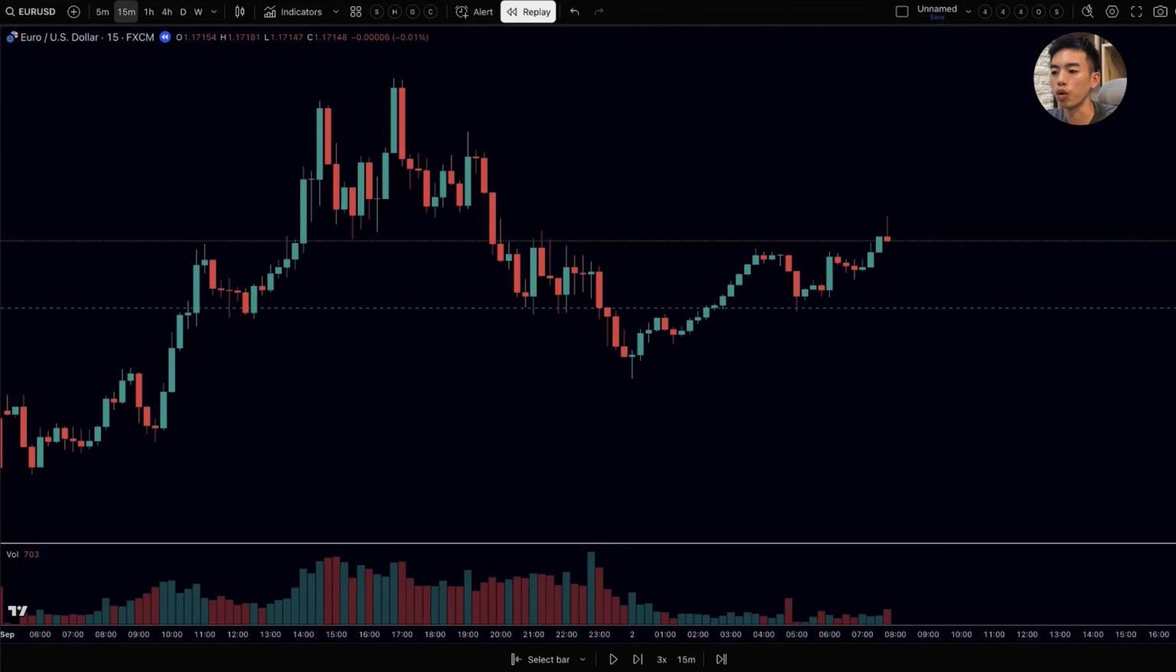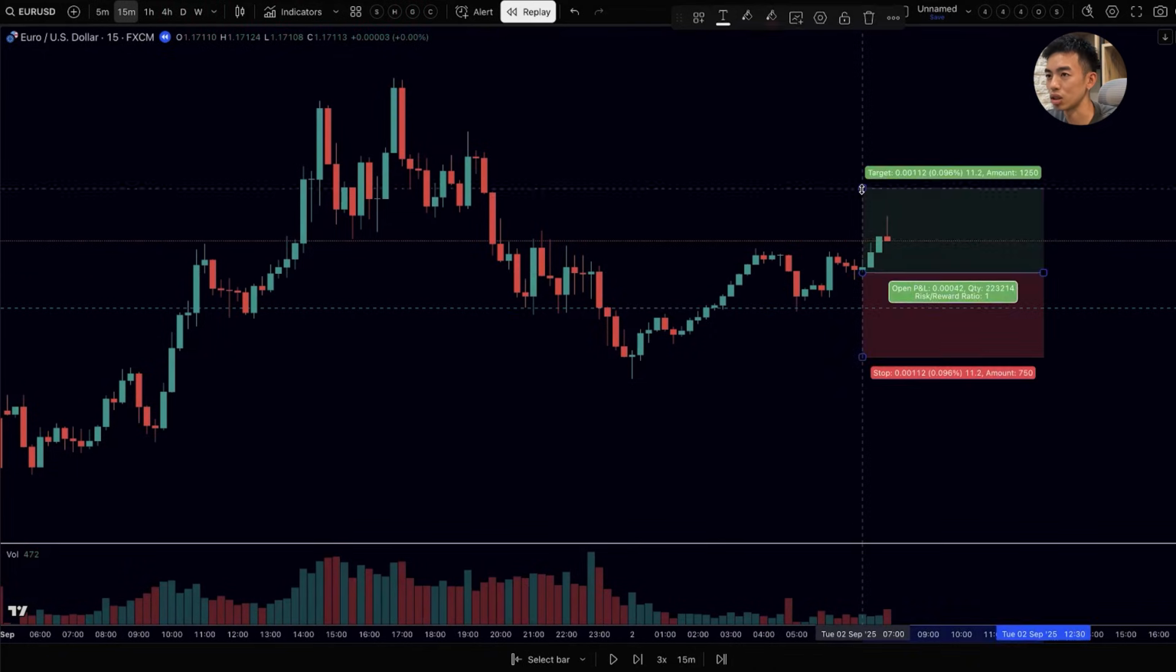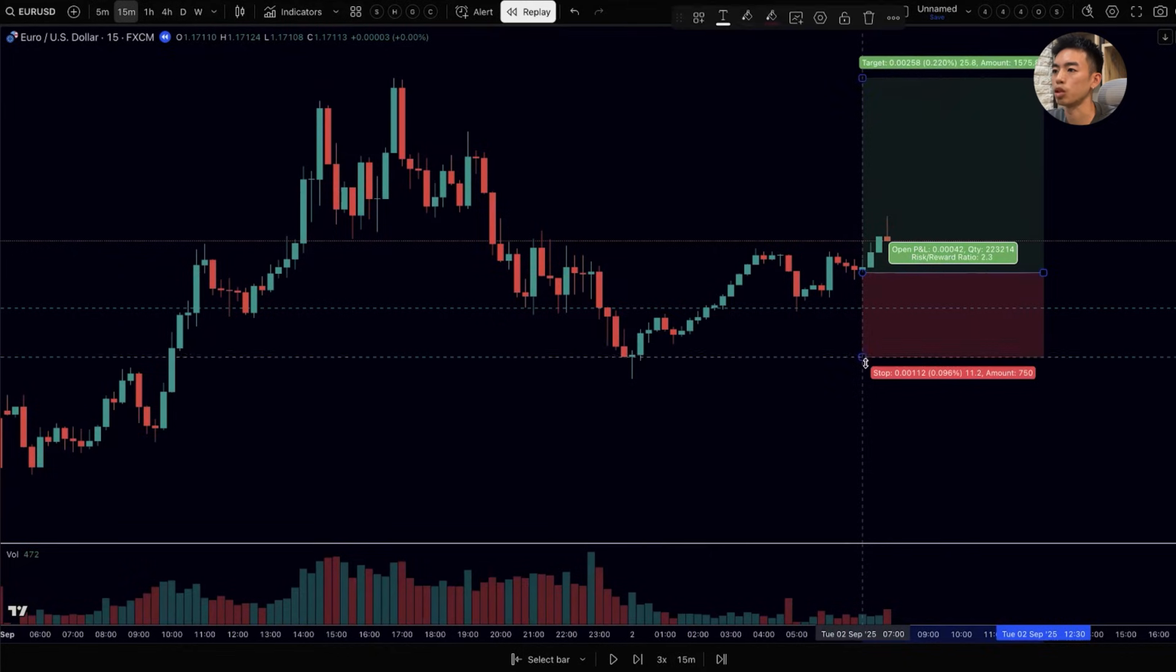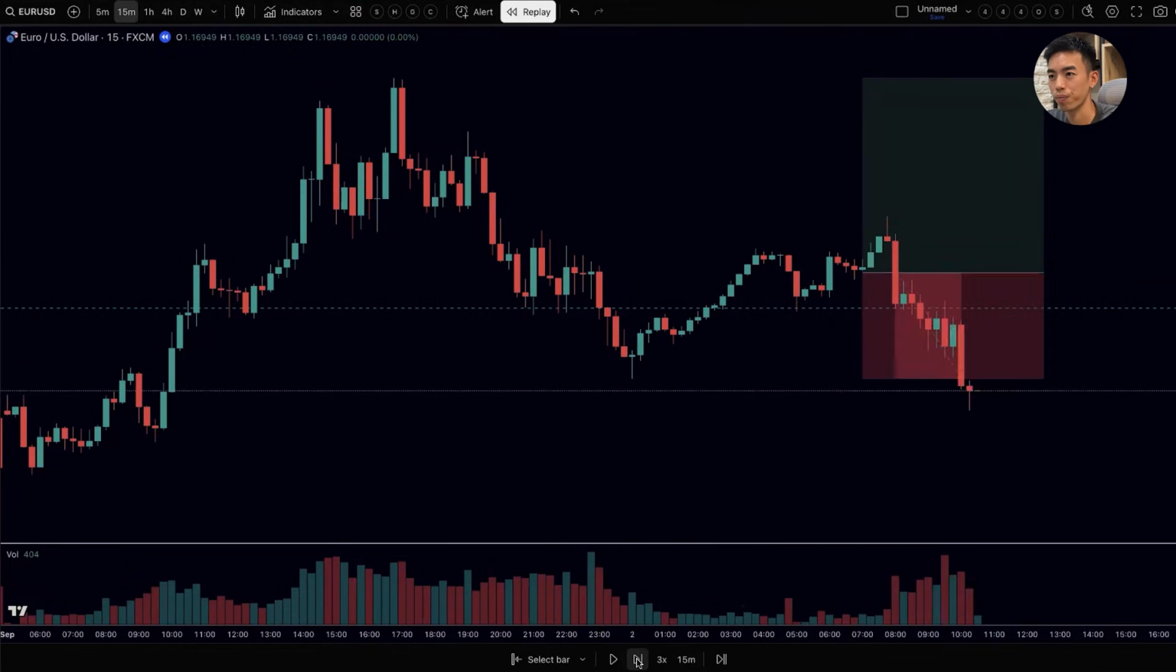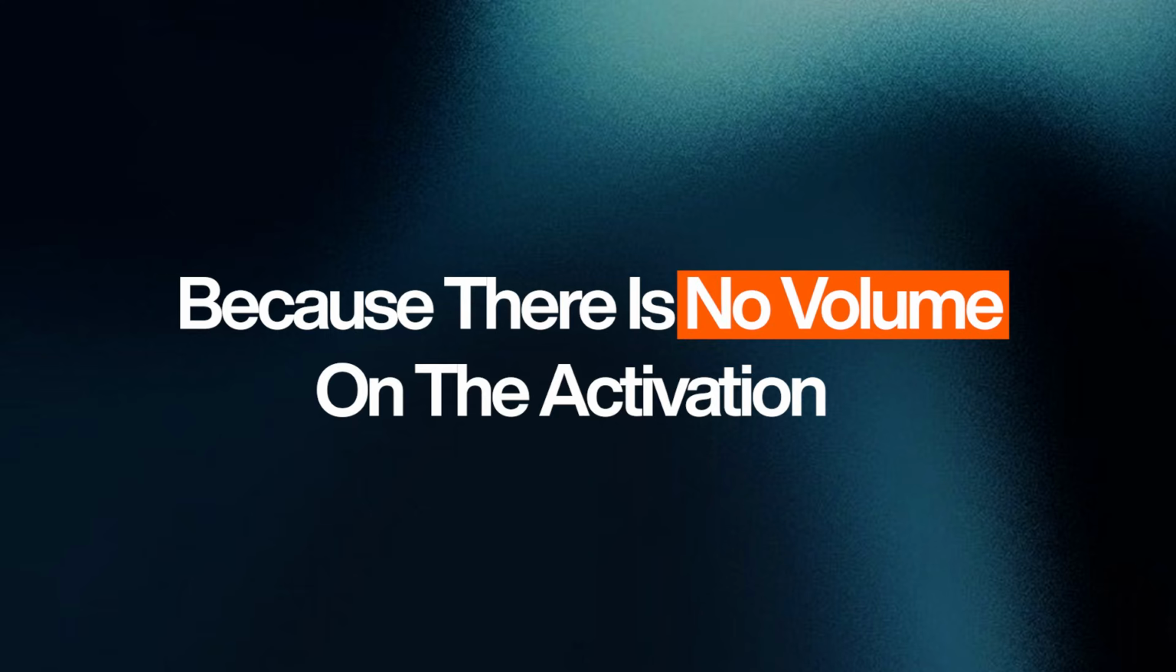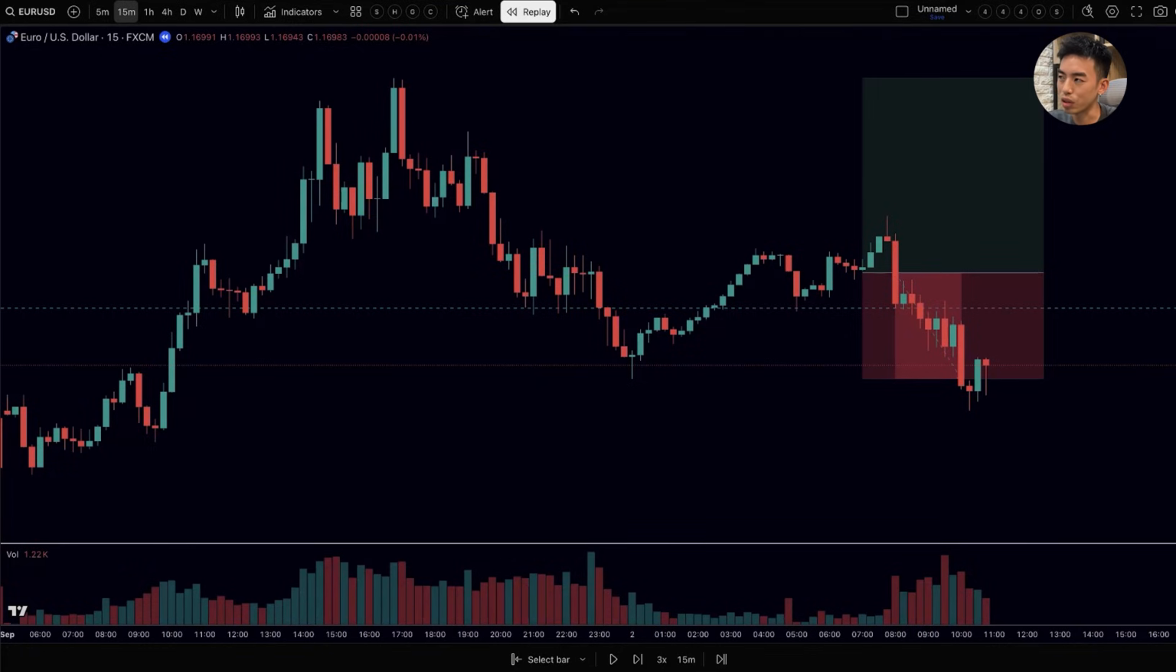If we were to look for a buy that looks something like this, taking it up to the recent high, stop loss right below the low, this trade would be a huge mistake, just because there is no volume on the activation. Having said that, let's have a look at the next one in store.